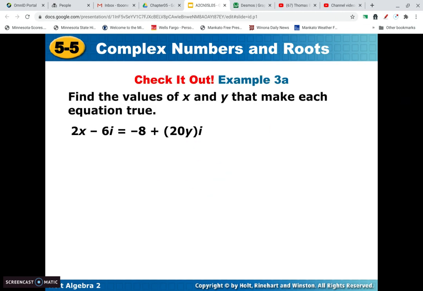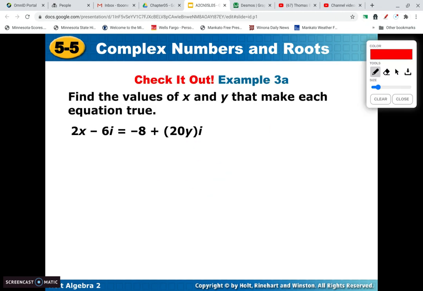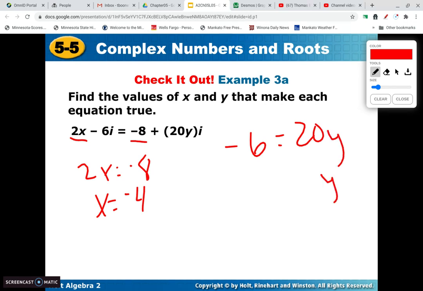Let's try the same thing again. This time the real parts are right here, so let's just say 2x is equal to -8, so x would have to be -4. And then the imaginary part, -6, has to equal 20y. Well, y would have to be -6 over 20. If you want to put that as a decimal, you can put -3/10 or -0.3. If you like decimals, that's okay. You can do it either way that you like.